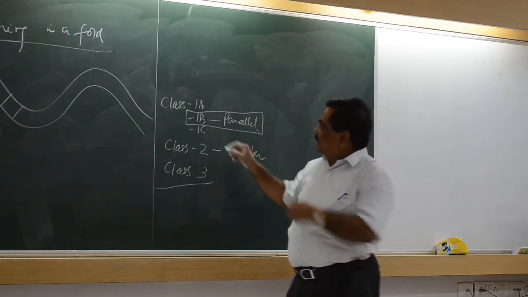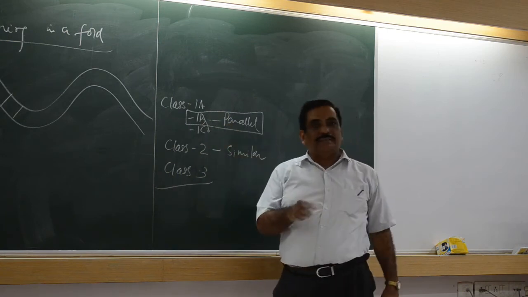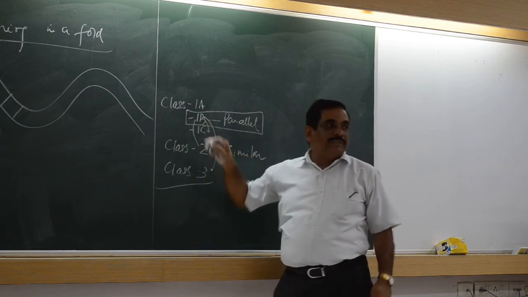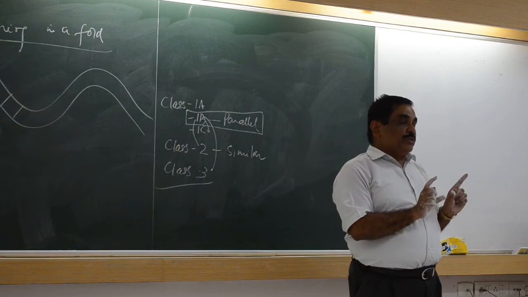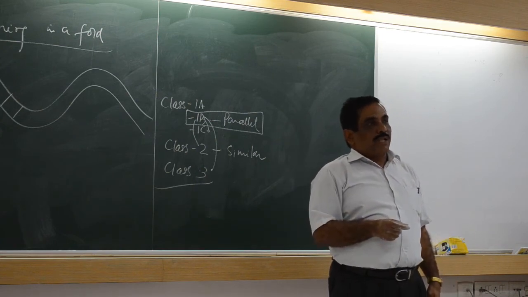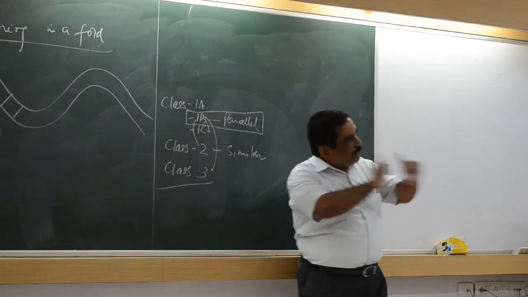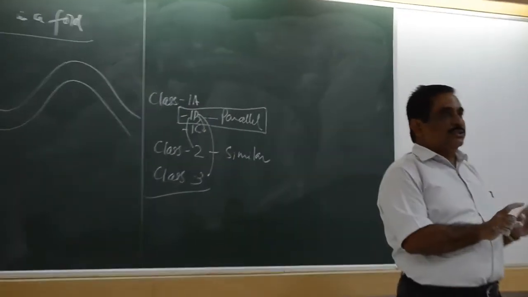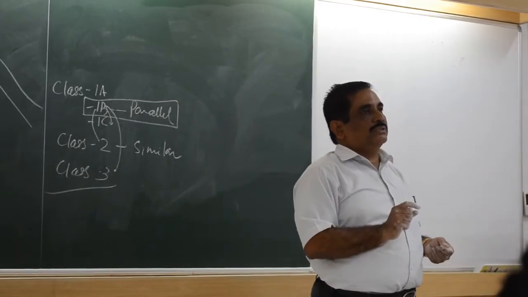Subsequently, this class 1B fold becomes 1C like this. They modify their shape, to 3, 2, whatever. But to begin with, it is a 1B fold. So let us assume that all folds are 1B, because they begin as 1B. In our discussion, always keep in mind that we are discussing a 1B fold.